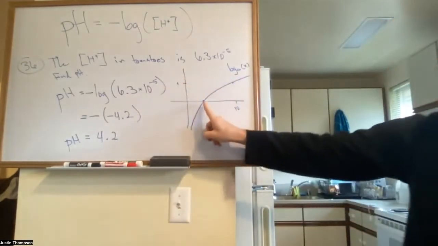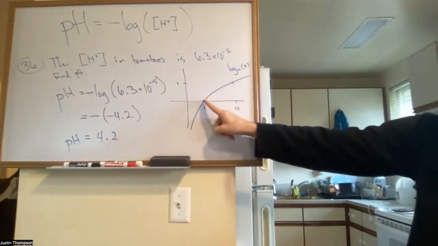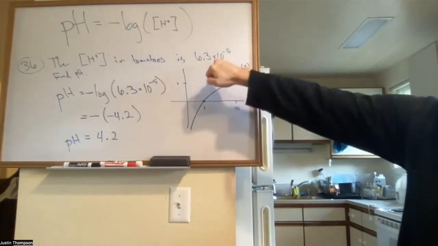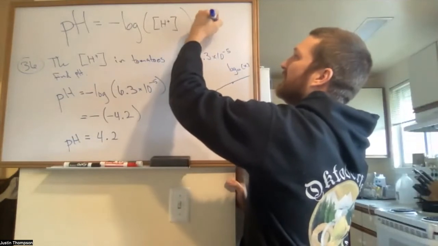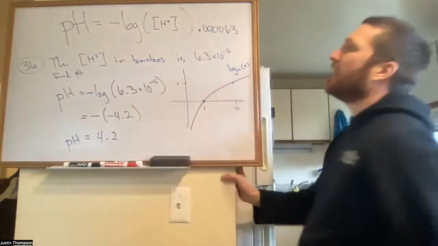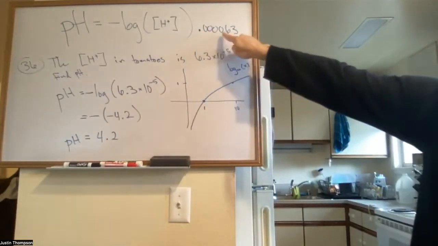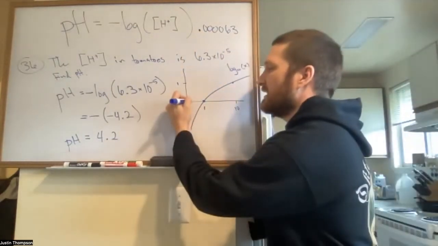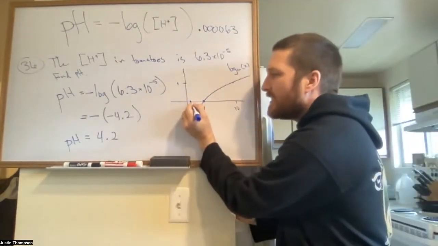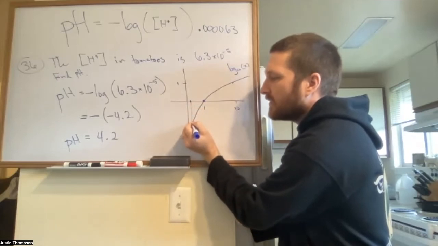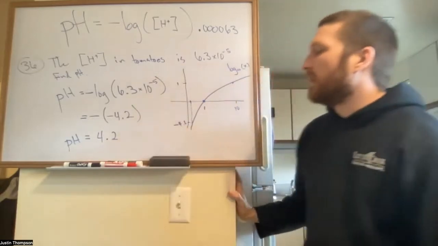So any input to a log that is between 0 and 1, which this is, right? 6.3 times 10 to the -5 is this guy right there. That number, 0.4063, is like here. And so the number that we get out when I plug that into log is a negative number. It's -4.2.